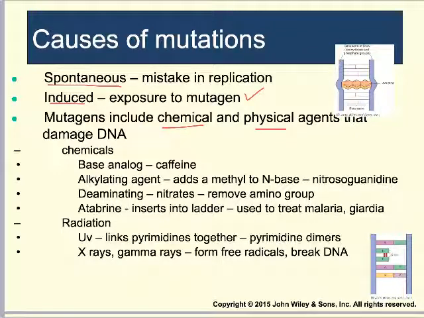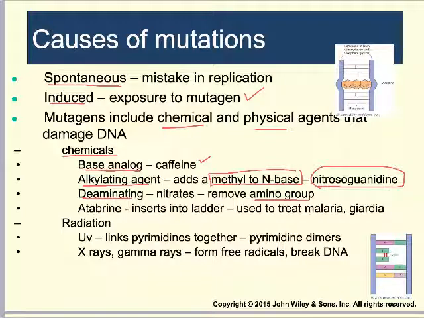Some examples of chemicals would be base analogs, so they might look like a base, like a nucleotide. Caffeine is actually an example of that. Then alkylating agents, an example is nitrosoguanidine, which is pretty nasty, and it'll add a methyl to the nitrogen base, so then it can't be read. Deaminating agents remove amino groups, so then they can't be read.